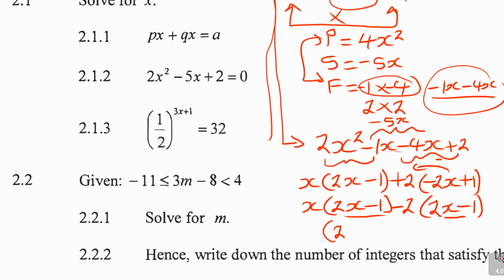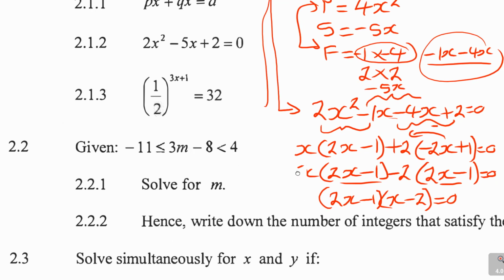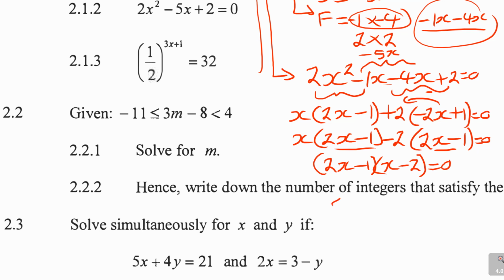Then the answer becomes 2x minus 1 and x minus 2. This was an equation equal to 0. Then we have to find the values of x. So you take the first bracket, 2x minus 1 equal to 0. Therefore, 2x is equal to, take 1 to the other side, it will be 1. You divide by 2, you divide by 2. There is the value of x. x is equal to 1 over 2. That's the first answer there.